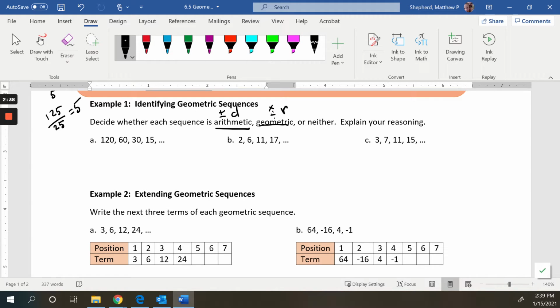So next, let's check for geometric. We're going to use division, going backwards, to create our ratios. So 60 over 120, well, that would be a half. 30 divided by 60 is a half. 15 over 30 is a half. Therefore, we have a common ratio. This must therefore represent a geometric sequence.